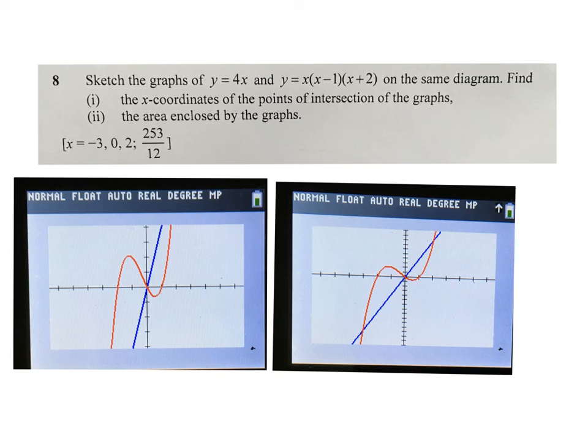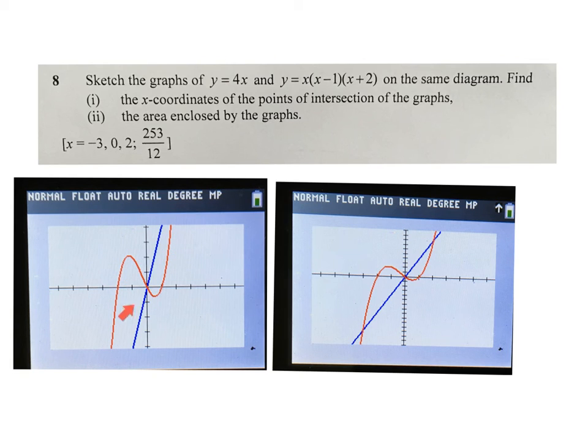Okay, so for this question, number one, we are told to sketch the graph of y equals 4x and y equals (x minus 1)(x plus 2) on the same diagram. I'm just showing a solution from the GC. If you use the GC to help you draw, you will see that y equals 4x is the one in blue, and y equals (x minus 1)(x plus 2) is the one in red.